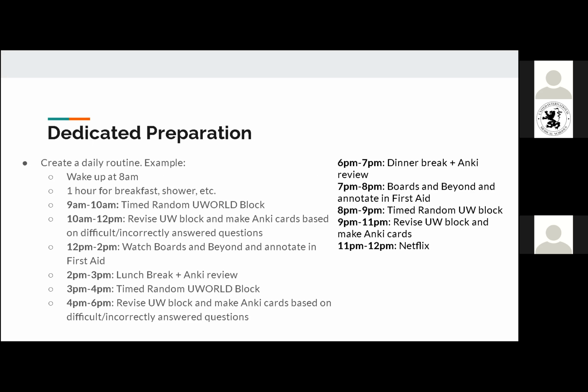And of course, breaks as well. Taking breaks is really important for your mental health. So, for example, you can have 1 day a week where you have a break. For me, I took my breaks when I did my self-assessments. Every 7 days, every week, I would do a self-assessment, and I would finish that self-assessment in 4 hours, and then the rest of the day I would take off.